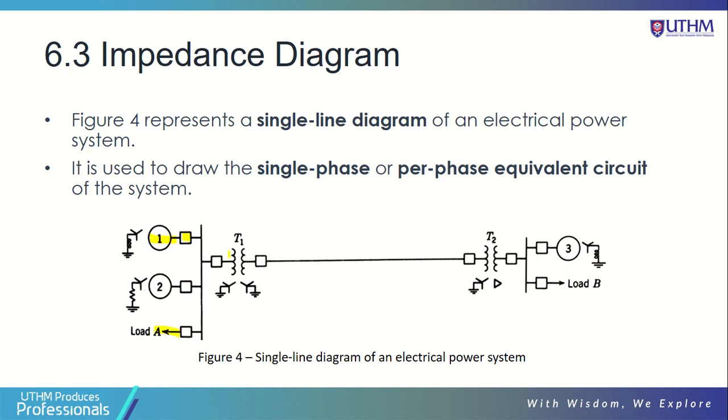Okay, this one we call a transformer. This is the primary side. This is the secondary side. This is a Y connected to ground at the primary side. At the secondary side, we have a Y connected to ground. Similarly for transformer number 2, at the primary side, we have a Y connected to ground. At the secondary side, we have a delta connected.